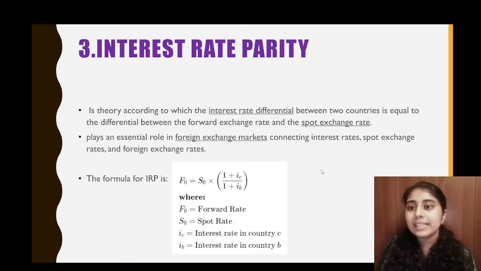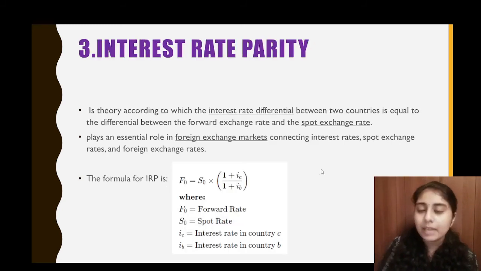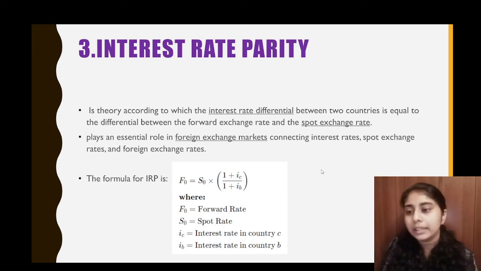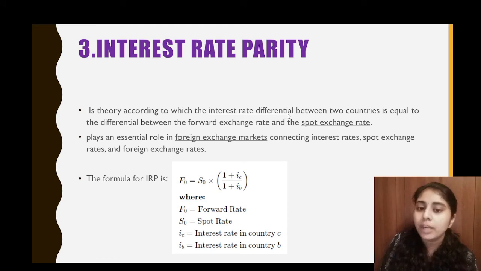So the next topic is interest rate parity. Now we can see what interest rate parity is. It is a theory according to which the interest rate differential between two countries is equal to the differential between the forward exchange rate and the spot exchange rate. So interest rate parity plays an essential role in the foreign exchange market, connecting the interest rate, spot exchange rate and foreign exchange rate.